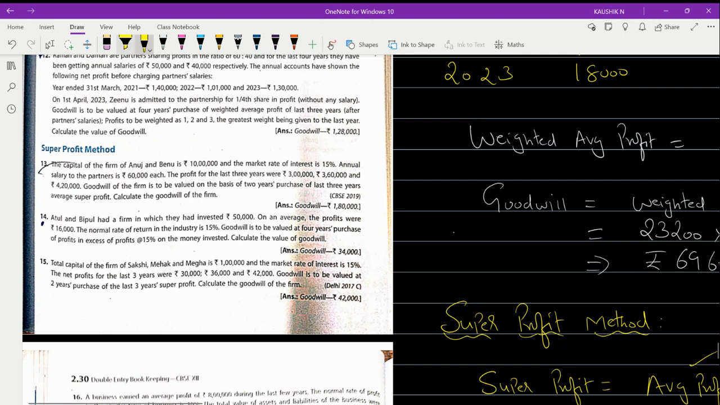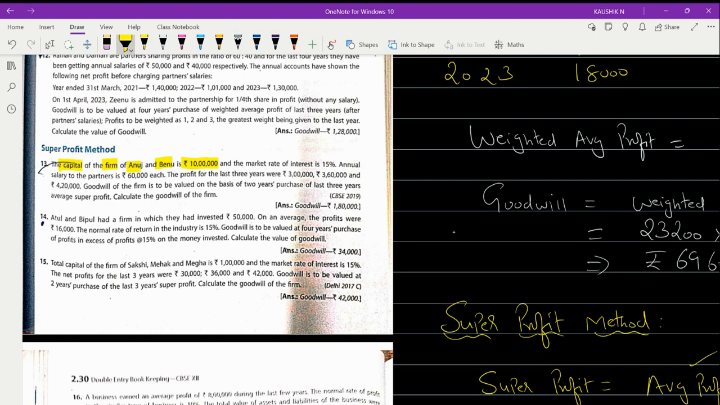Now, look at here. Let me read the first one. The capital of the firm of Anuj and Binu is rupees 10 lakhs. So, what is the information given first in the question? The capital of the firm. So capital of the firm, or capital invested in the business, or the capital value of the partners Anuj and Binu, is rupees 10 lakhs. What is it trying to communicate to us? So this is the capital employed. Very good, excellent. That is capital employed.